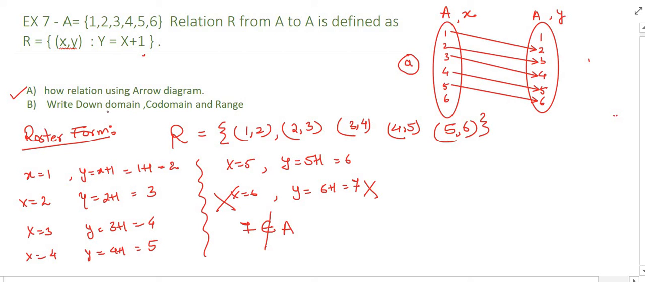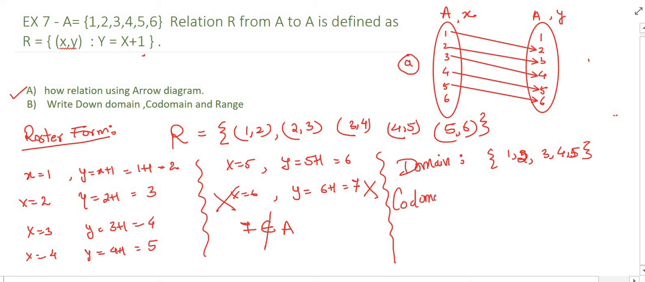Now they are asking what is domain. So guys, I told you, domain means the first element. So 1, 2, 3, 4, 5. These are the domain: 1, 2, 3, 4 and 5. This is domain.